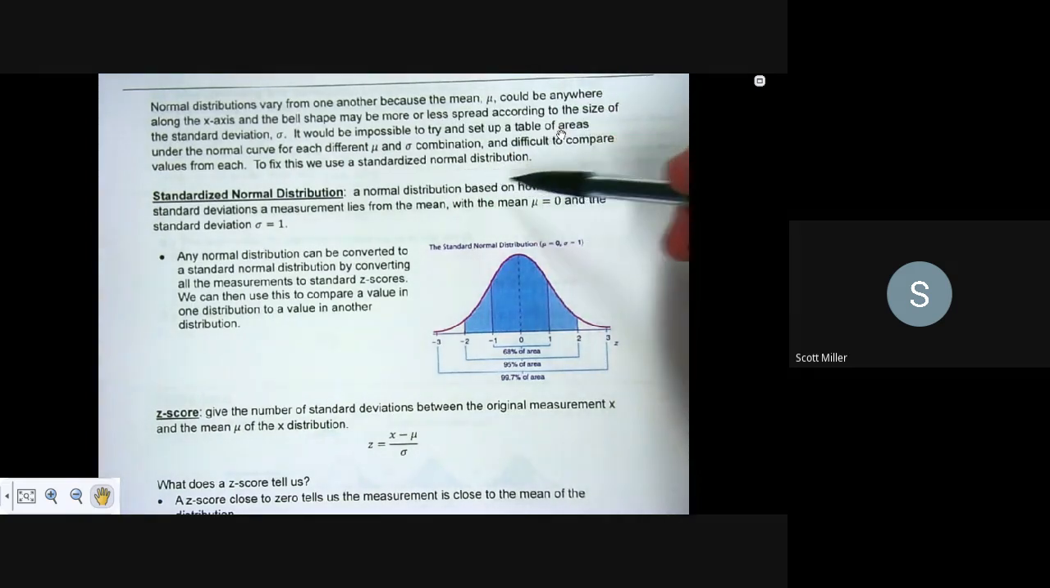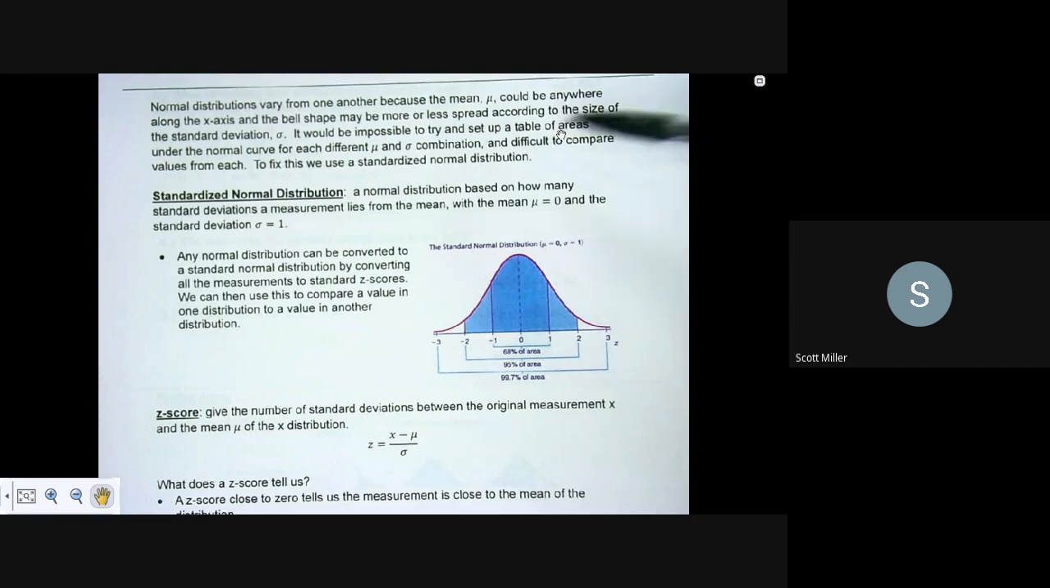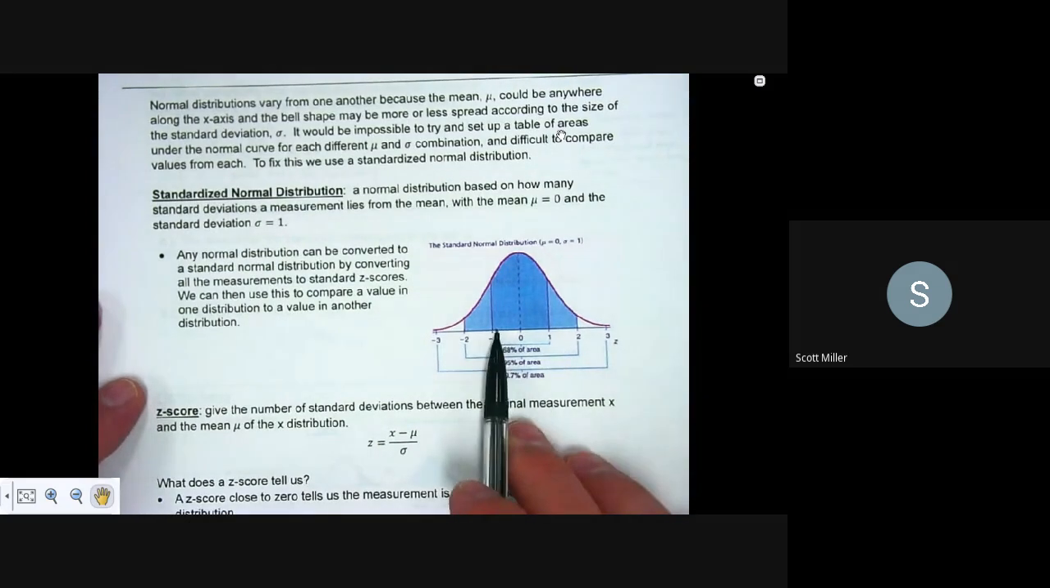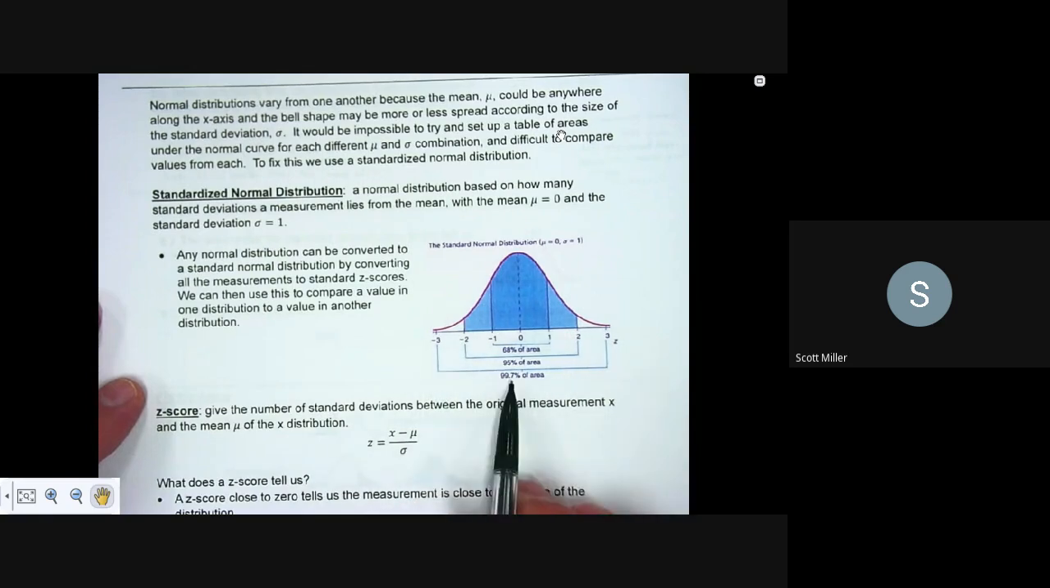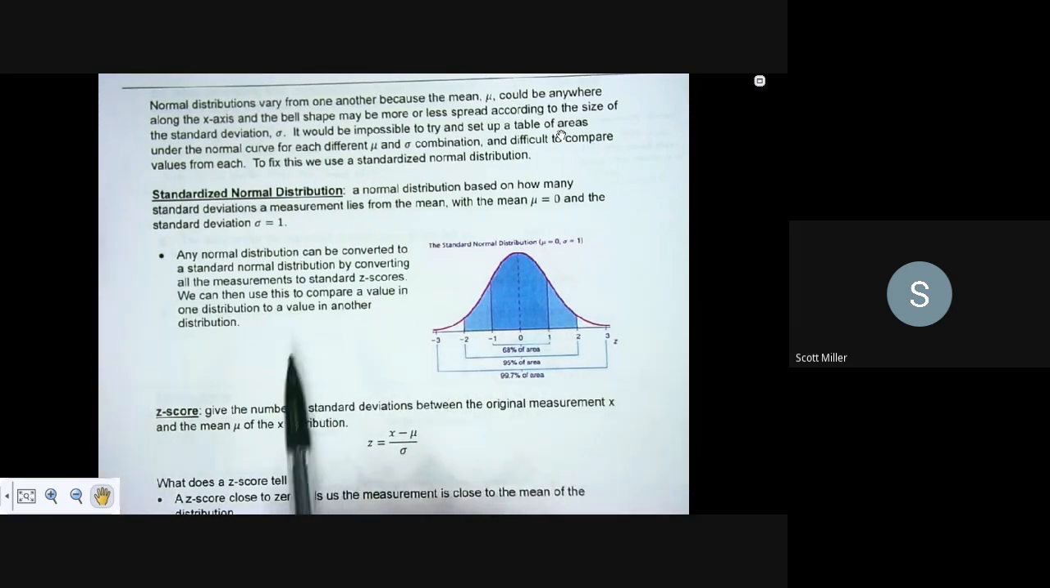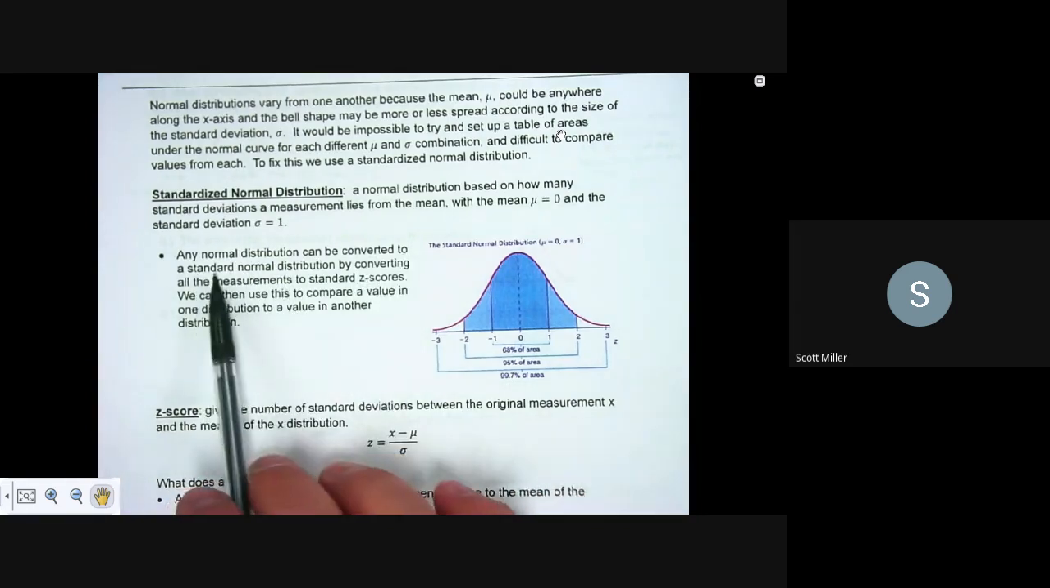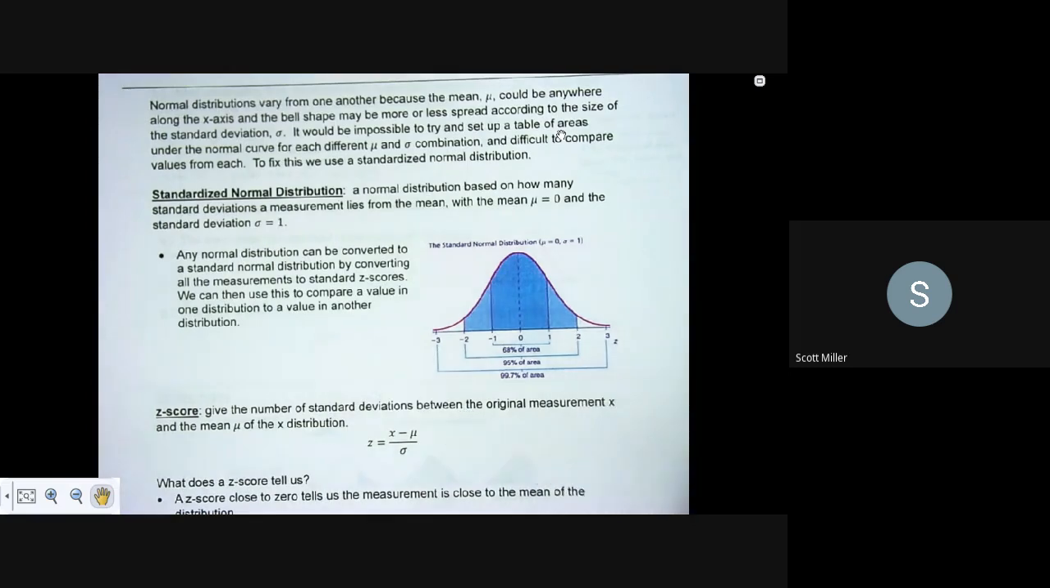A standard normal distribution is based on how many standard deviations a measurement lies from the mean, with the mean equal to 0 and the standard deviation equal to 1. This is your standardized distribution. So if I take any other normal distribution, I can convert it to this distribution, and you can see, if you look closely here, it's still 1 standard deviation, still the 68, 2 standard deviations, still 95, and 3 is still 99.7. So how do I do this? Any normal distribution can be converted to a standard normal distribution by converting all the measurements to a standard z-score. And we can use this to compare a value in one distribution to a value in another one.